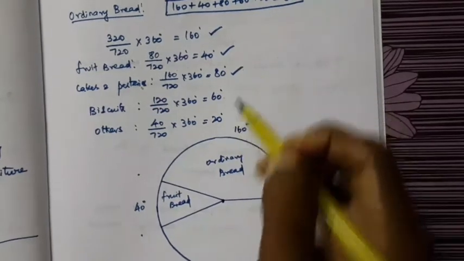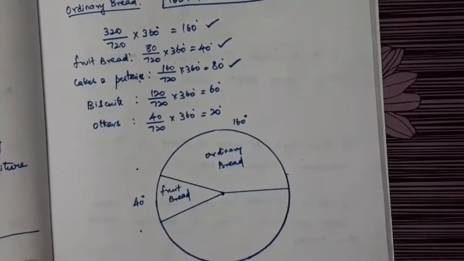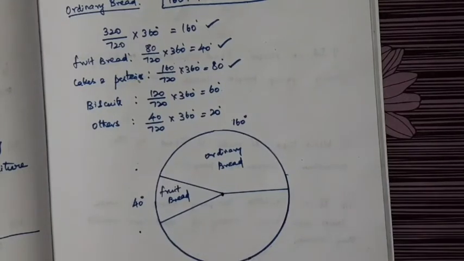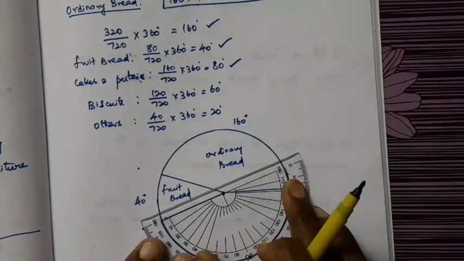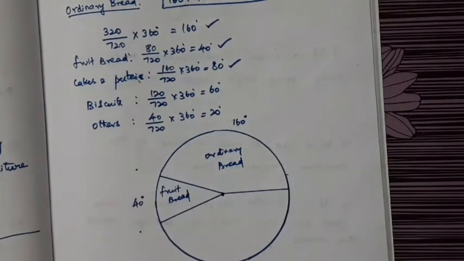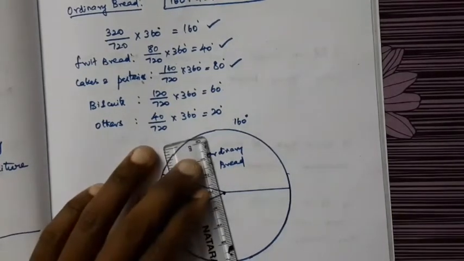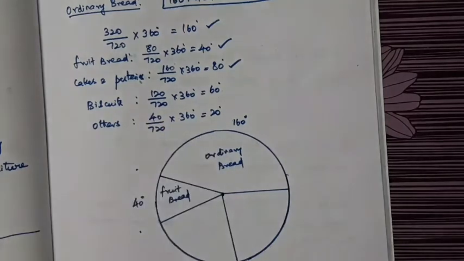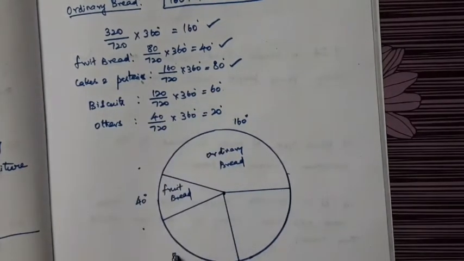Again, 80 degree, which is cakes and pastries. So from this line you have to draw 80 degree. So keep it like this and 80 is here. This is the 0 line. From here, 80 is here. Now I will join these points. This is 80 degree, cakes and pastries.